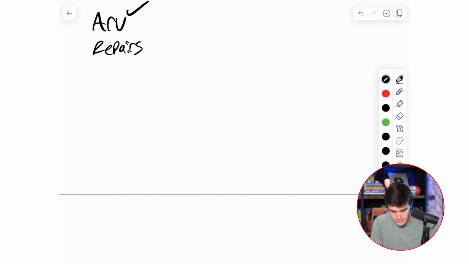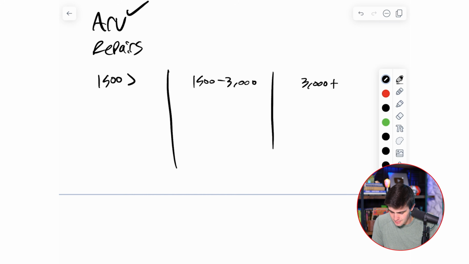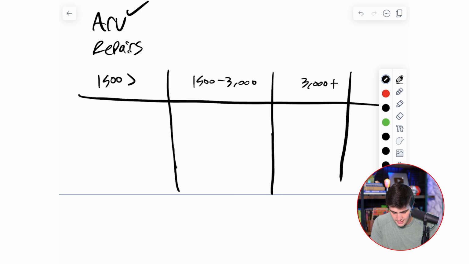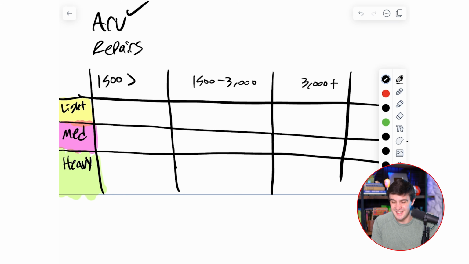And I have a pretty simple chart on this. And I like to go by square footage. So if it's 1,500 square feet or under, the property is 1,500 to 3,000 square feet, or if the property is 3,000 square feet or more, I have a little simple chart for figuring out repair costs, and I go by light. So if the property is less than 1,500 square feet, and it doesn't really need too much crazy repairs, I'd probably say $15,000 is what the repairs need to be on this.